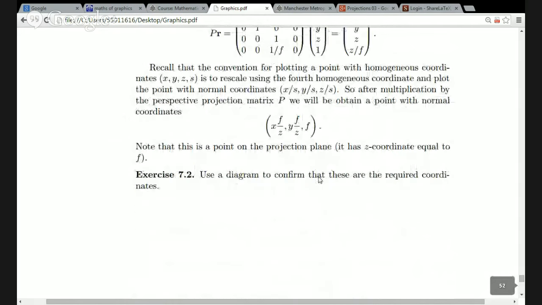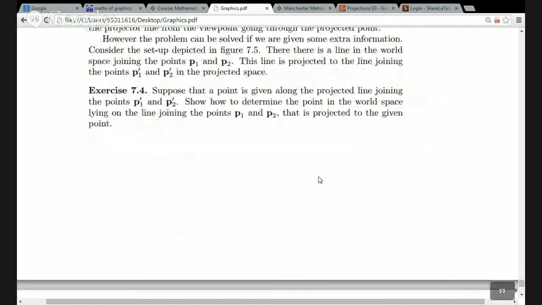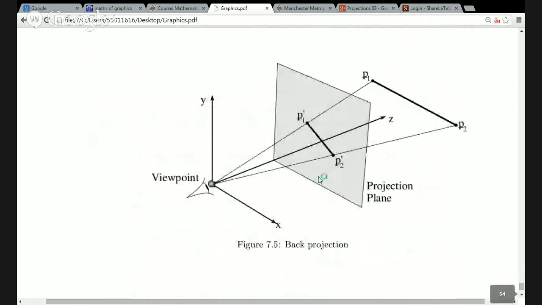So one way of doing that is to solve this back projection problem for the case of a line. In the environment somewhere is a line joining two points, P1 and P2, in the three-dimensional environment. Now that line gets projected onto the plane as shown here. So we have points P1 prime and P2 prime. They're the projections of P1 and P2. So P1 prime and P2 prime are two points on the projection plane. And this line between P1 and P2 has a projected version as well. So that line gets projected onto the projection plane as a line.